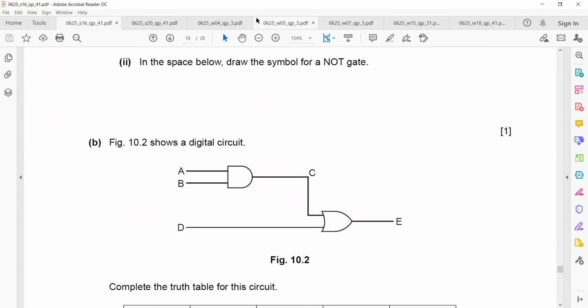In the space below, draw a NOT gate. So you have to learn the circuit symbol. So draw the circuit symbol for NOT.